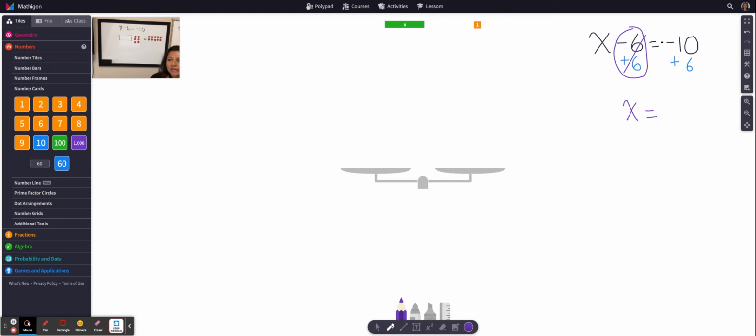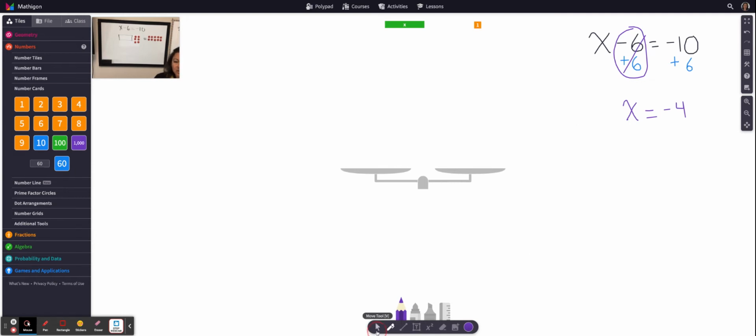I notice that I end up with more negatives than positives, so I know my answer is going to be negative. And negative 10 plus 6 is going to give us negative 4. So that's my answer. I can substitute that negative 4 back in the equation and see if it does provide me with a true statement. So a negative 4 minus 6 does equal negative 10.